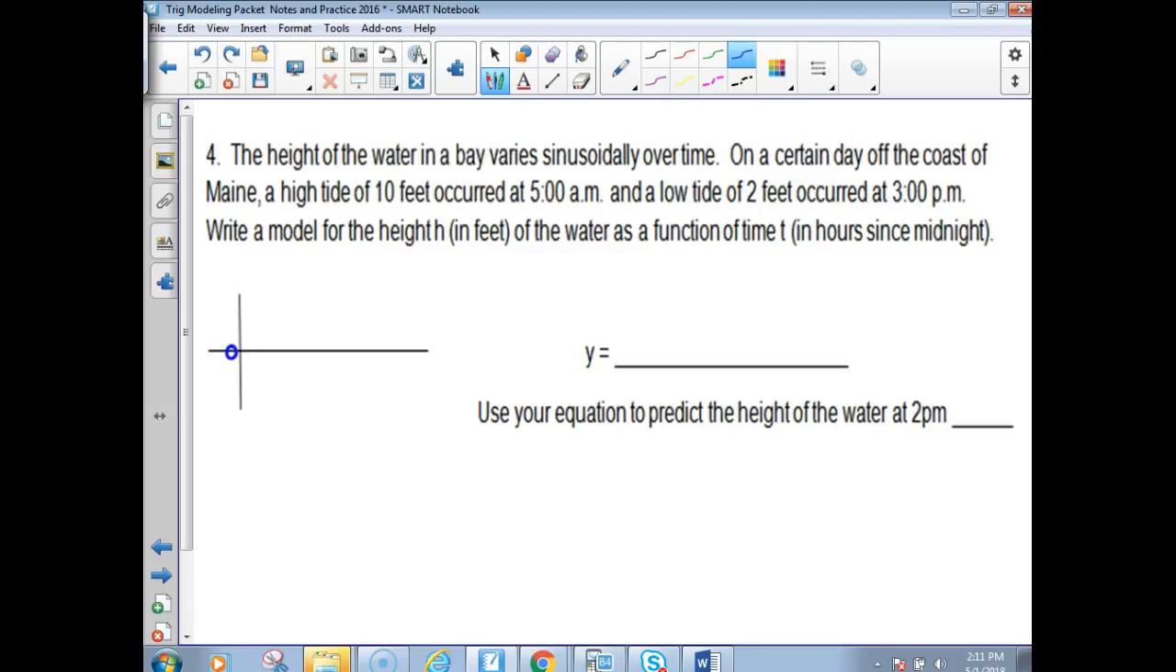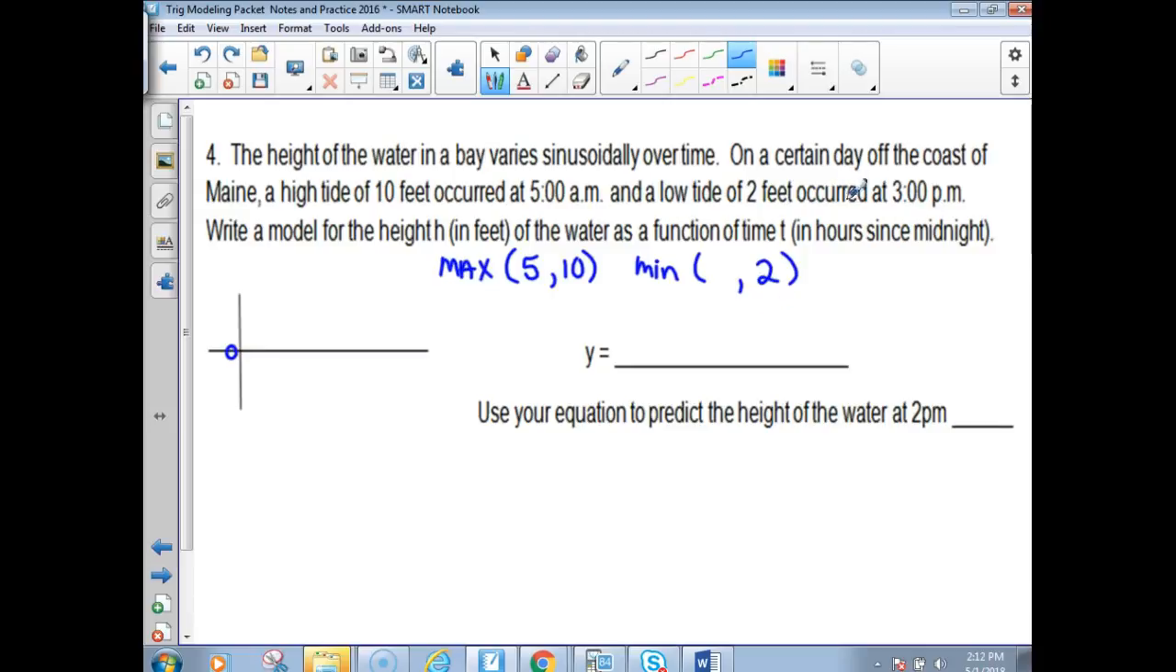Now, I know I got to label my x-axis, so say that's 0 for the amount of time. That would, again, be considered midnight. Now, the next says it's high tide, so it's got a max at 10 feet. That would be the y value. And the x value would be how many hours after midnight? So 5 a.m. would be 5, 10. All right. Now, low tide occurs at 2 feet, so the minimum is happening, 2 feet is the low tide. That would be the Y value.